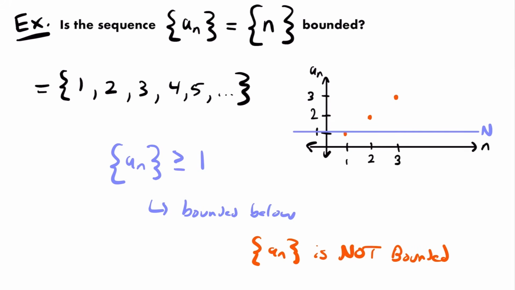All right, and if you want to make a note of it, you can say that it's bounded below, but not bounded above. It might be a good idea to add that to your answer as well. But our final conclusion is that this sequence is not bounded because it doesn't have both a lower bound and an upper bound. It only has a lower bound. Let's look at another example.